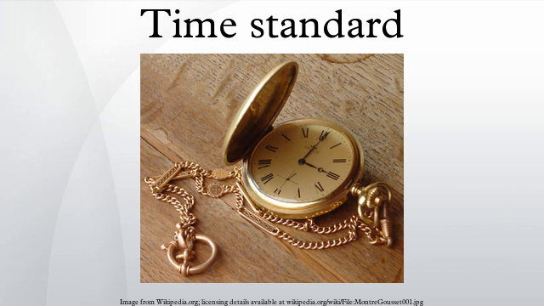Time standards based on Earth rotation. Apparent solar time is based on the solar day, which is the period between one solar noon and the next. A solar day is approximately 24 hours of mean time.